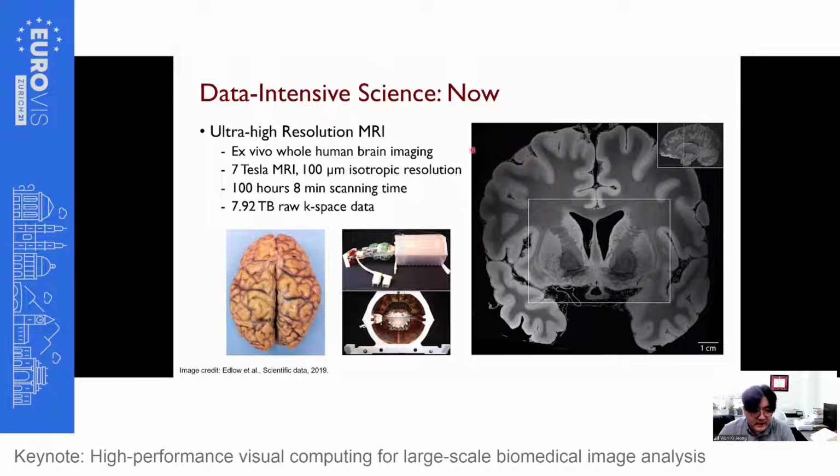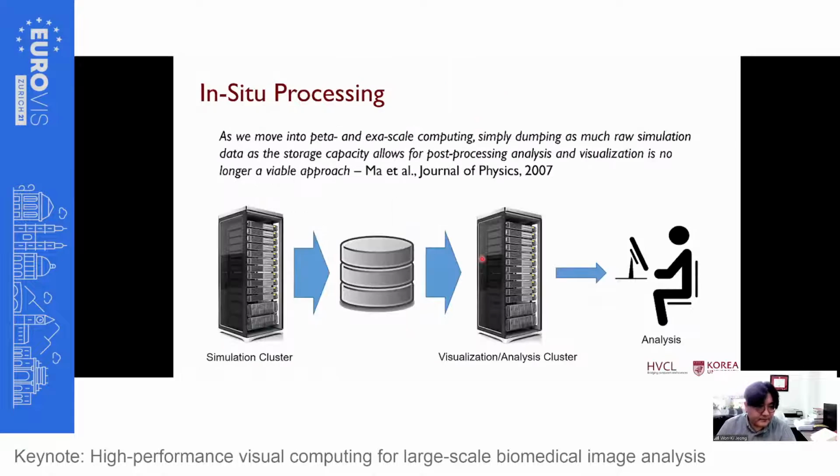For example, I grabbed this data from a paper in the Scientific Data journal. In this example, they used an ex vivo whole human brain, and they used a 7 Tesla MRI to make a 100 micron isotropic resolution MRI. It took about 100 hours to make this image, and the raw k-space data, which is frequency data, is roughly 8 terabytes. So this is also an extremely large-scale example in biomedical science.